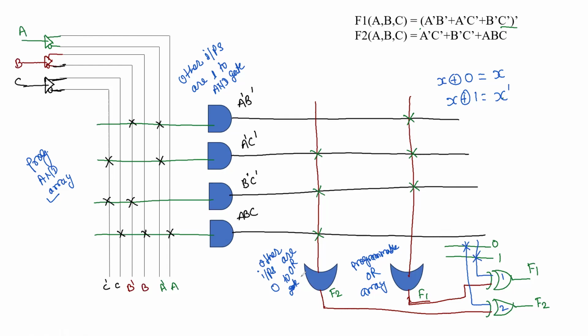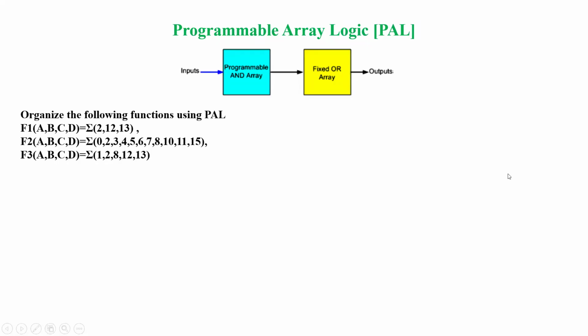Next, we are going to see how PAL is going to work. So in case of PAL, what is the concept here? The important thing to always keep in mind is that we have the first part, the programmable AND array, whereas the second part is the fixed array. So here product terms are not shared with another function.